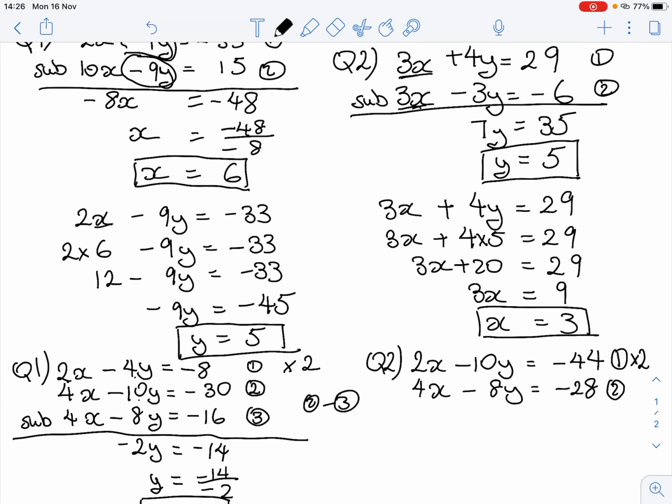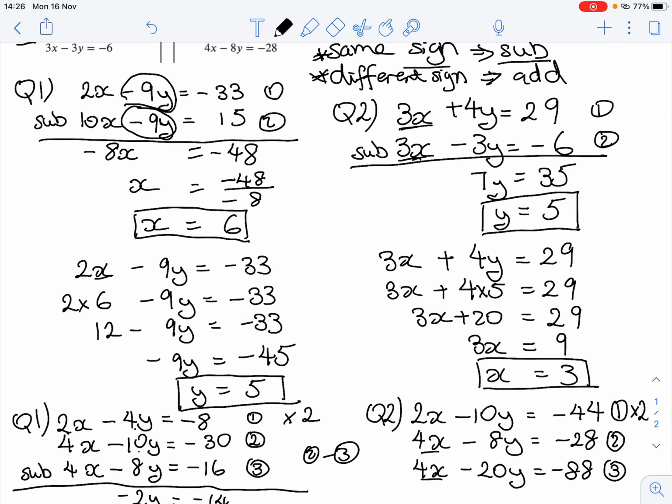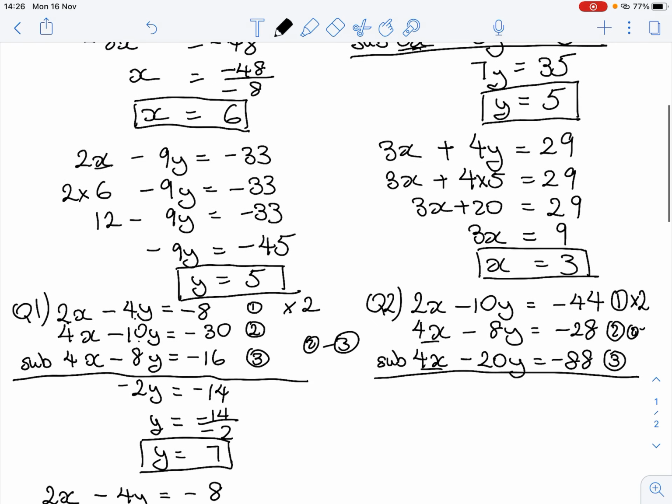After that, 2x times 2 is 4x, 2 times minus 10y is minus 20y, and minus 44 times 2 is minus 88. We call this equation 3. So we have the same number of x variables. Remember, same sign, we subtract. So we do equation 2 subtract equation 3.